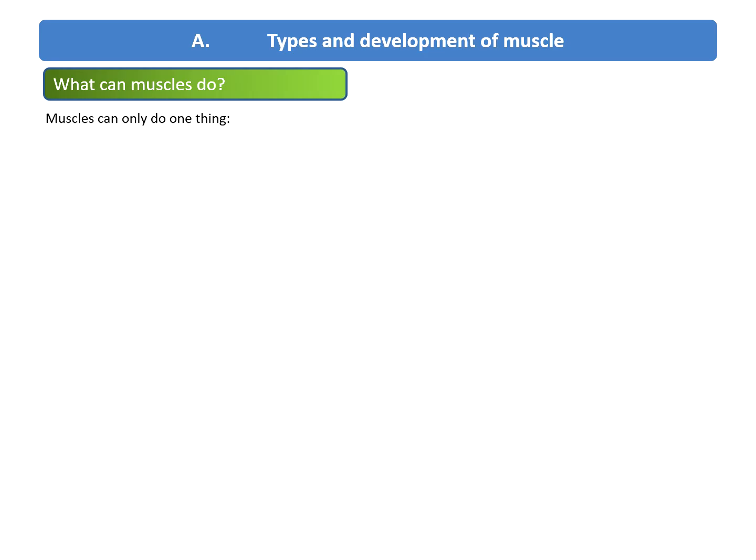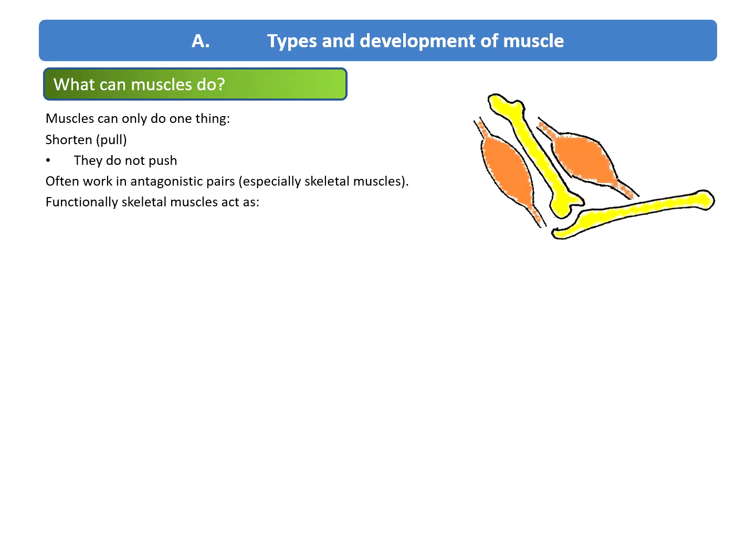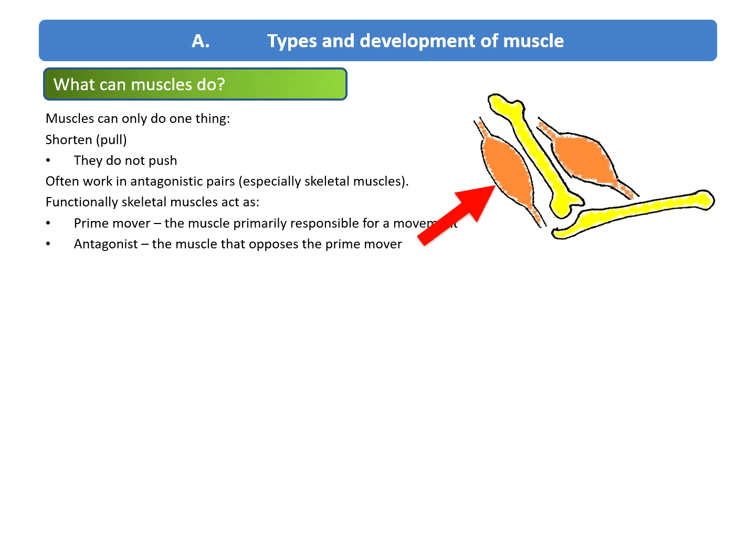Muscles can only do one thing, and that is to shorten or pull their ends closer together. They don't push. They often work in antagonistic pairs, especially the skeletal muscles. Functionally, a muscle may act as a prime mover, the muscle primarily responsible for a movement. For example, if you're lifting an object, you contract your biceps brachii muscle. The antagonist is a muscle that opposes the prime mover. For example, your triceps brachii muscle.